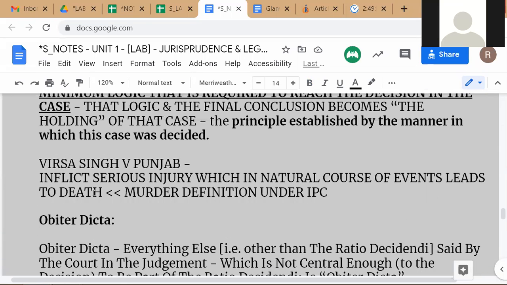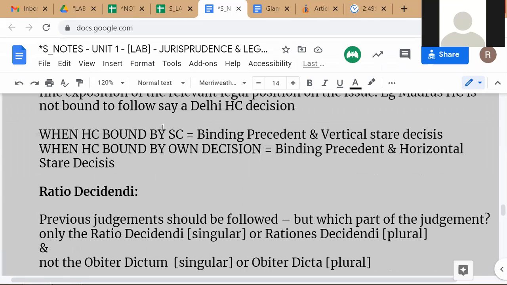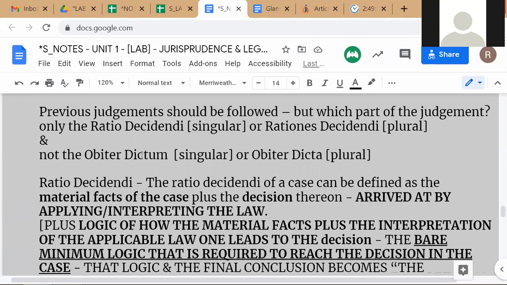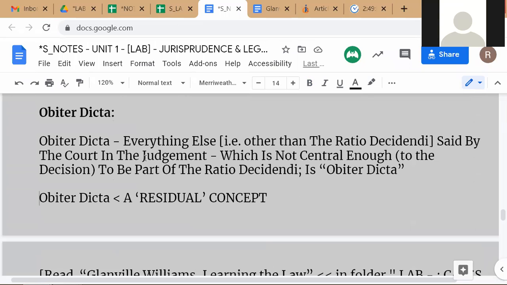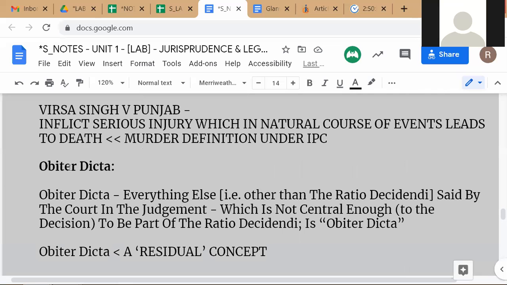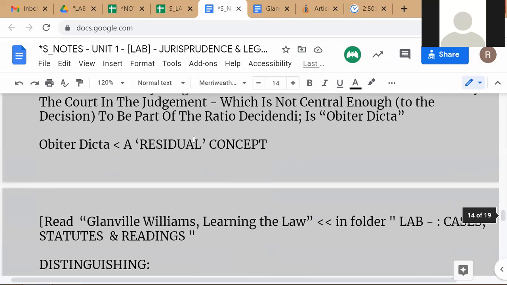So when you say all this stuff about stare decisis and vertical and binding precedent and this and that, all this applies only to the ratio decidendi. It doesn't apply to the obiter dicta. The rest of the judgment, which is not the ratio decidendi, is obiter dicta, and we don't have to follow that. Sometimes people just say obiter. So we don't say ratio decidendi, we just say ratio, and for this we just say obiter. So obiter we are not required to follow. Obiter is a kind of residual concept. You take the whole judgment, strip out the ratio, it's a residual, and whatever is left is the obiter.